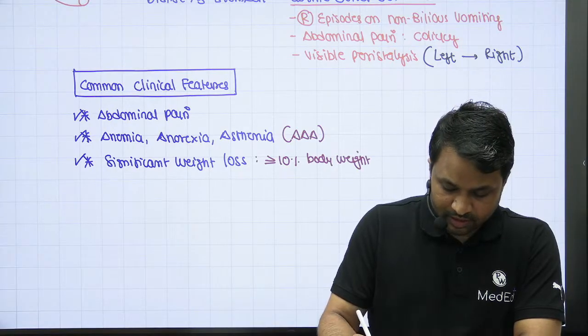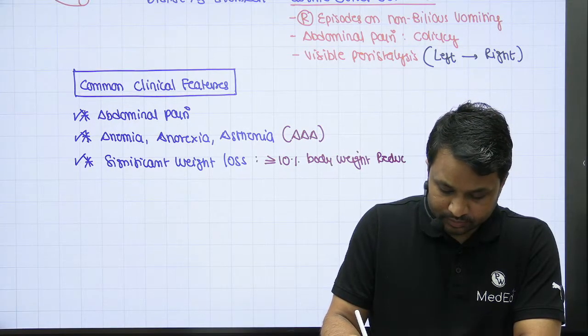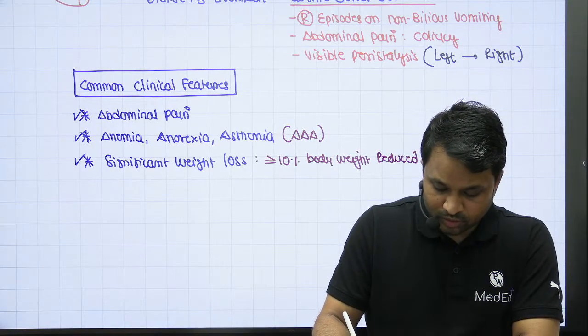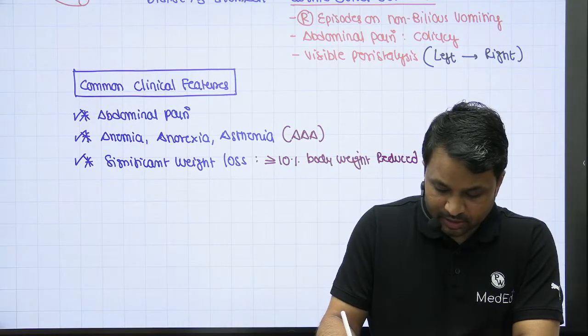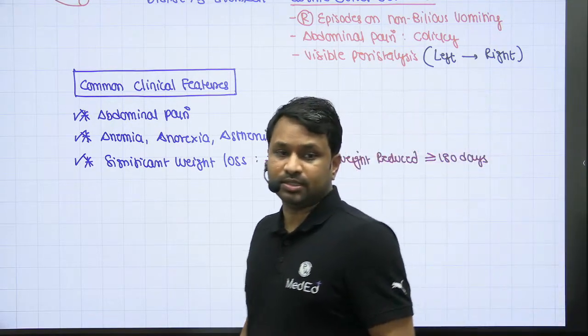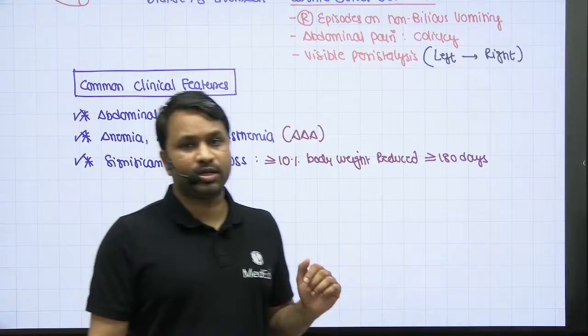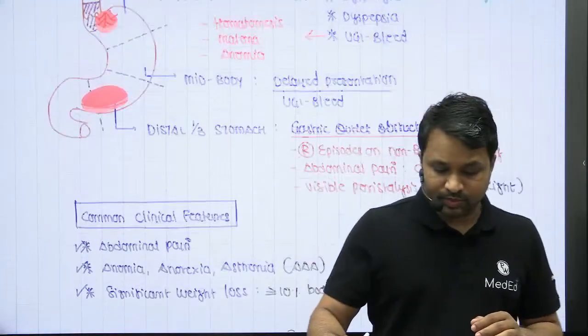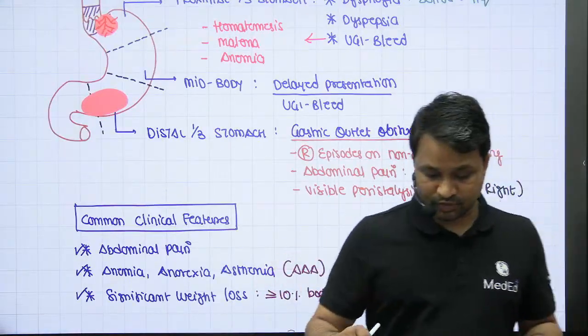Body weight reduced in more than or equal to 180 days, that is 6 months, which is an unintended weight loss. This is an unintended weight loss. This will be called a significant weight loss. So all these which I've learned are the typical features of the carcinoma stomach.